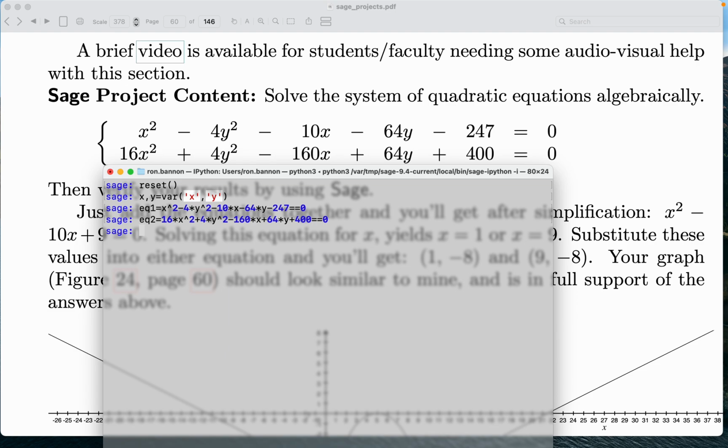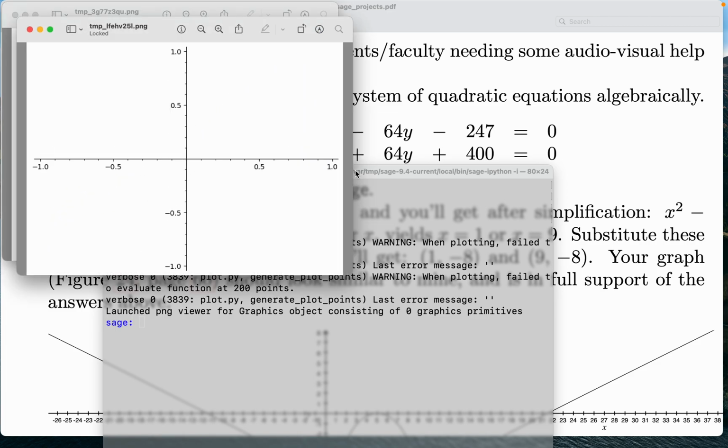What I'd like to do is plot those. So I'm going to say plot, P-L-O-T, and do a quick, dirty plot of equation 1, EQ1, and equation 2, EQ2. I'm not going to give it any domain or range. I'm just saying, please plot those two on the same axes. Let's see what happens. And I got a problem here.